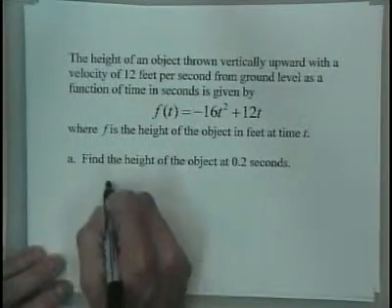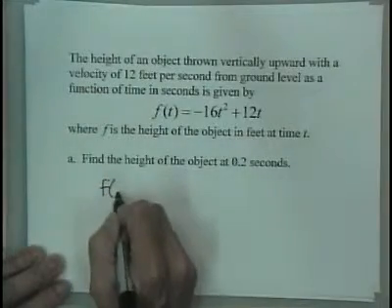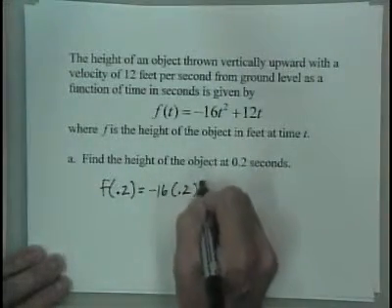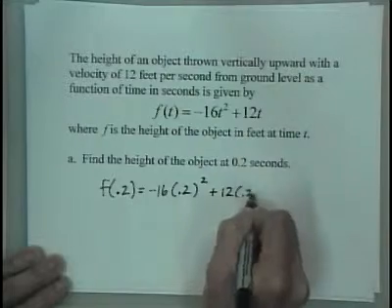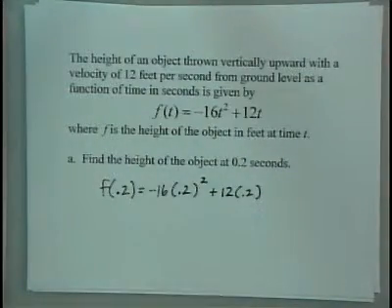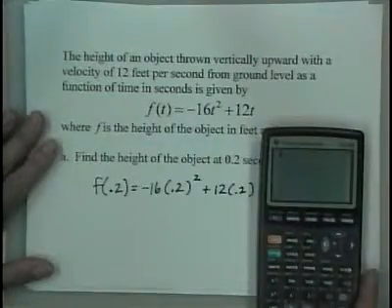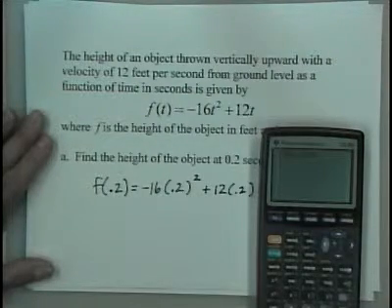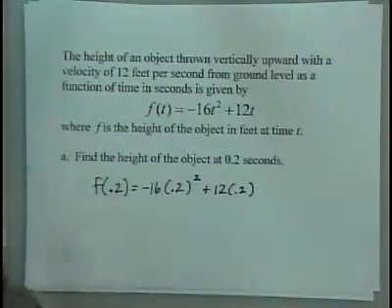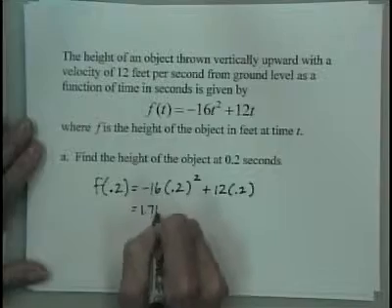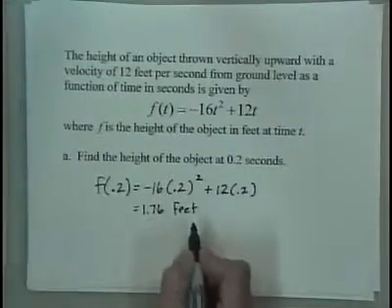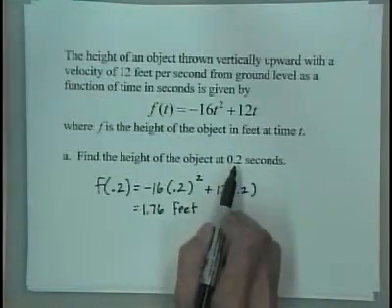What that requires us to do is use function notation and find f of 0.2, which is negative 16 times 0.2 squared plus 12 times 0.2. Well, using a calculator, we can find negative 16 times 0.2 squared plus 12 times 0.2, and we end up with 1.76. The height is in feet, and so the object's height in feet is 1.76 feet after 0.2 seconds.